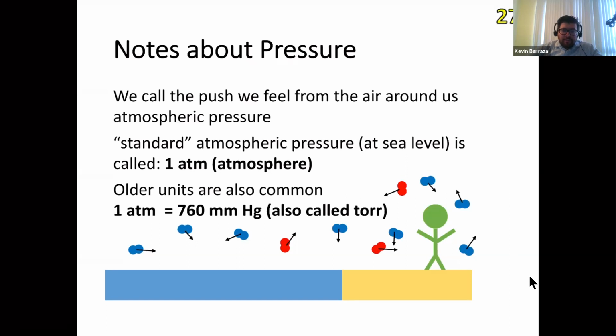Older units are also common. We have atmospheres, but we also have millimeters of mercury, and that's actually the symbol for it. mmHg: mm is for millimeter and Hg is for mercury, also called the torr. So when we talk about air pressure, we're talking about the same thing that we're discussing with the particles. It's this push as they're bombarding everything around us. And so that's what we consider air pressure.